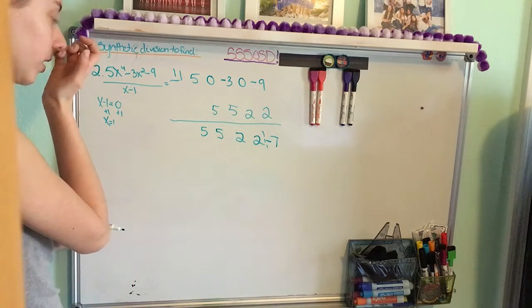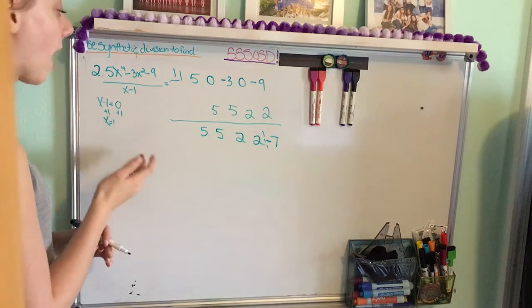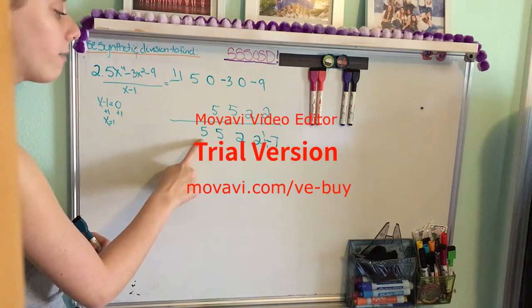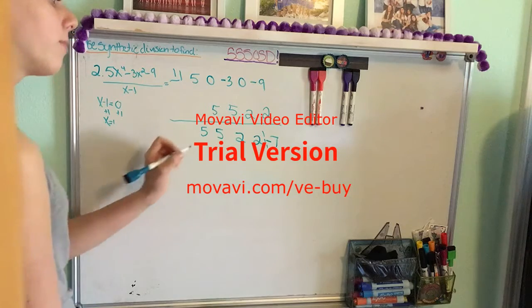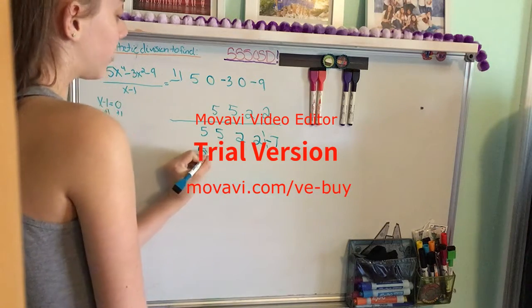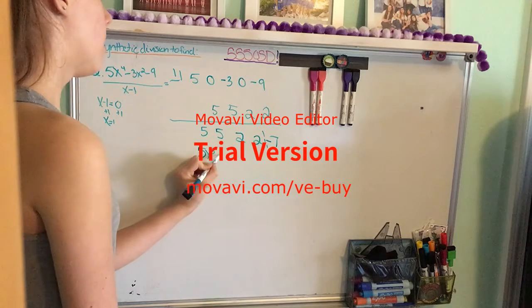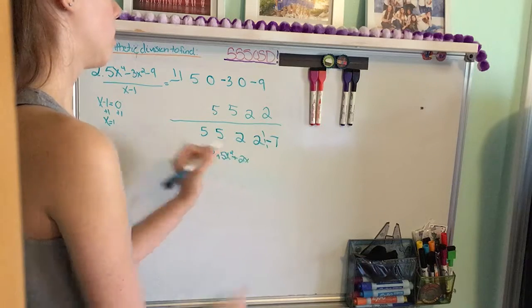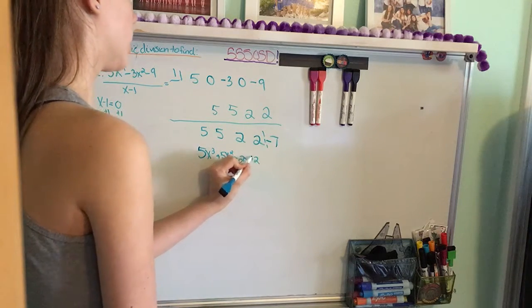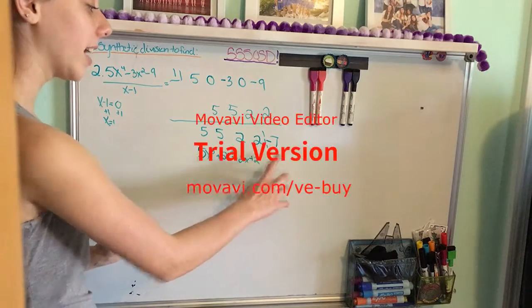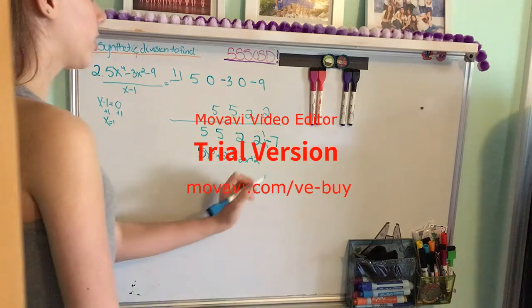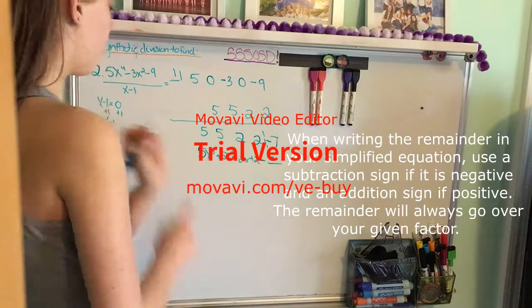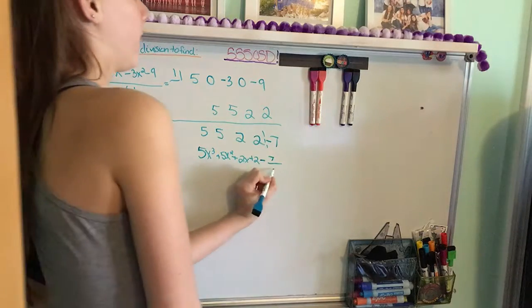And so, the given equation that we started out with was 5x to the 4th. And so, with our simplified equation, we are going to start out with 5x to the 3rd because it's going to be 1 degree less each time. So we have 5x to the 3rd plus 5x squared plus 2x plus 2, which is our constant. And now, because we have a negative 7 as our remainder, we're going to subtract, and we're going to put that remainder of 7 above our given factor.